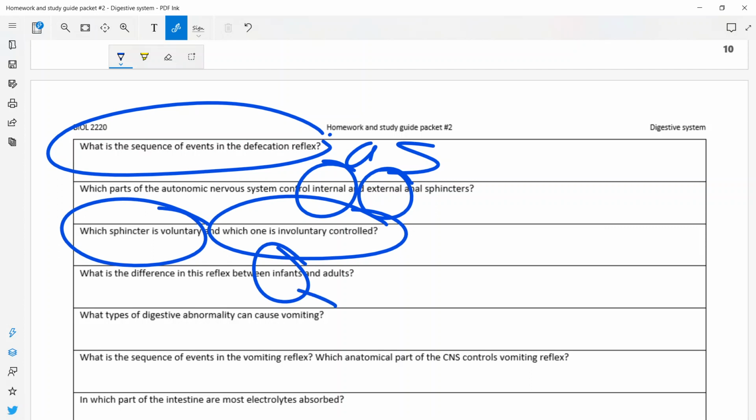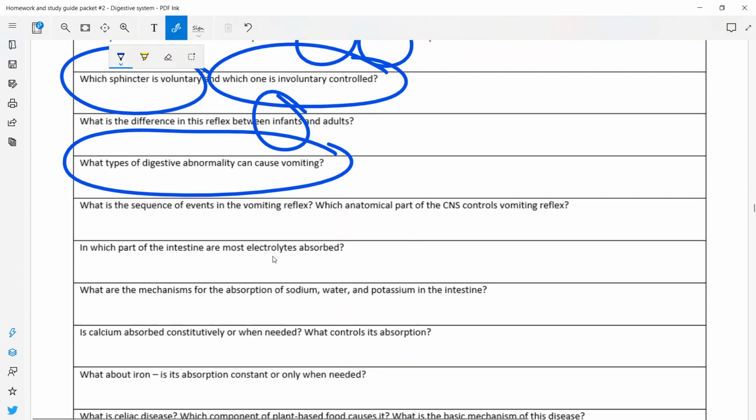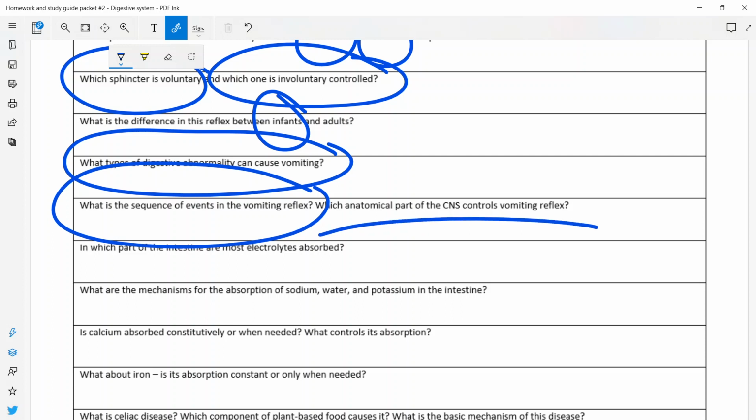Vomiting can be caused by blockage of the intestines or irritation of the stomach. In the vomiting reflex, let's say irritation of the stomach, the signal goes to the medulla oblongata, which controls the vomiting reflex. The vomiting center in the medulla releases chemicals, and they stimulate reverse peristalsis.